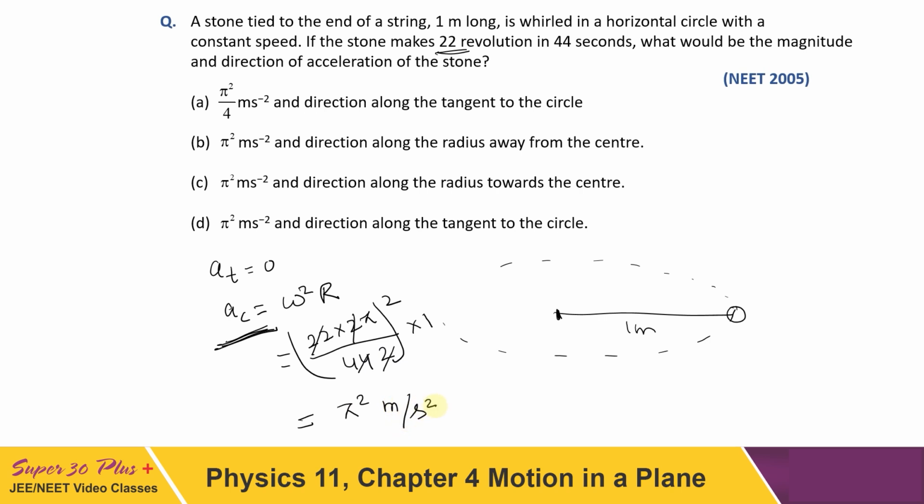And what direction should it be? This is a centripetal acceleration. So the name itself suggests that it has to be towards the center, which is our option number C.